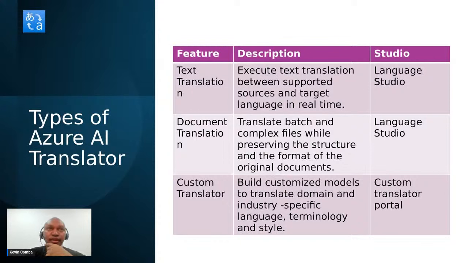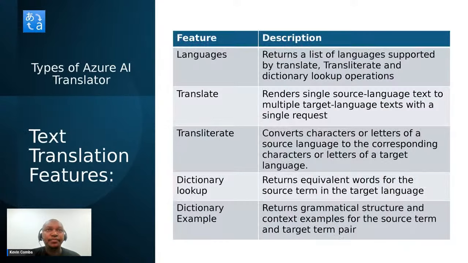For example, we have text translation. So you can do this in the language studio. There is also document translation, which you can do in the language studio also. And if you have a custom language you want to train your model and also implement translation, you can do this in the custom translate portal. So there are a few portals we shall see, even the URLs at the end of this call.